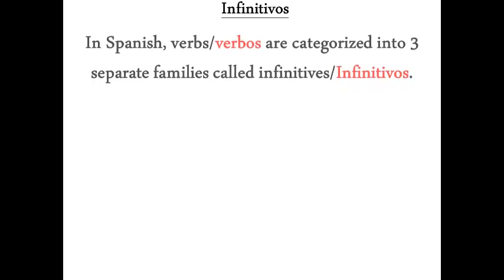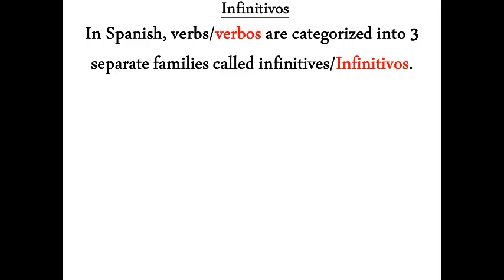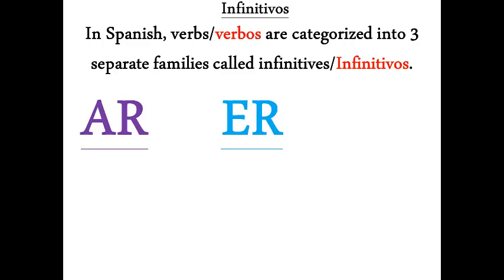Here we go. Okay. Verbos infinitivos. Infinitive verbs. This is an easy lesson, so just sit back, relax, and presta atención. Infinitivos. So in Spanish, verbos are categorized into three separate families called infinitivos. We have verbs ending in AR, verbs ending in ER, and verbs ending in IR.